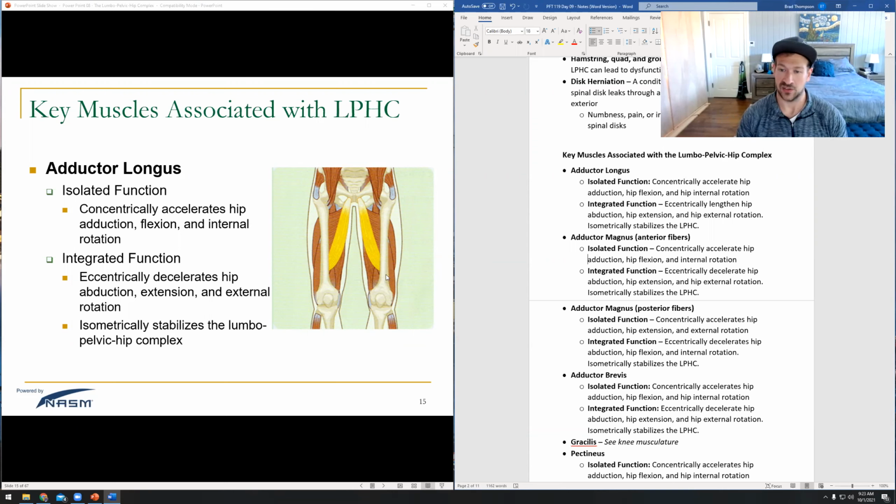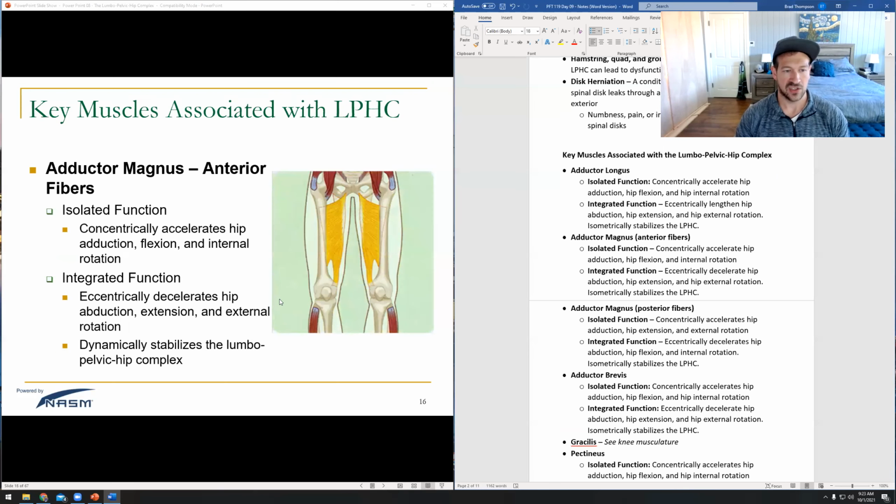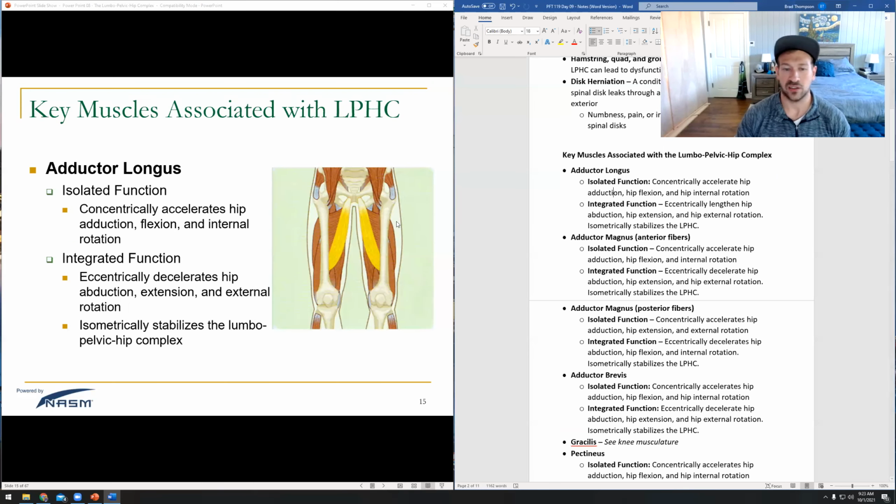Because of that, there's actually a lot of them working together, which is why you'll see your adductor longus, the long one. It's the longest. What's its isolated function? It mostly does hip adduction, right? Is there an argument that it does a little bit of hip flexion as well? Sure. It's located on the slightly front part of the thigh, so if it pulls, it might assist in hip flexion a little. And does it do hip internal rotation?